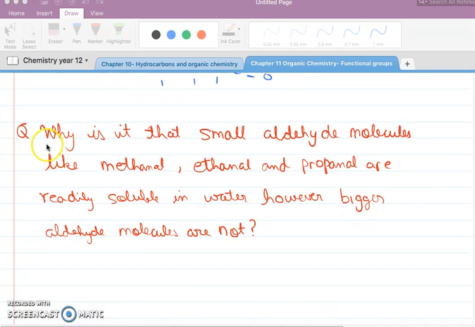Okay, so I'll do a think pair share again on this question, which is: why is it that small aldehyde molecules like methanal, ethanal, propanal are readily soluble in water, however big aldehyde molecules are not? I'll give you 2 minutes to do a think pair share and then we'll start discussing it.